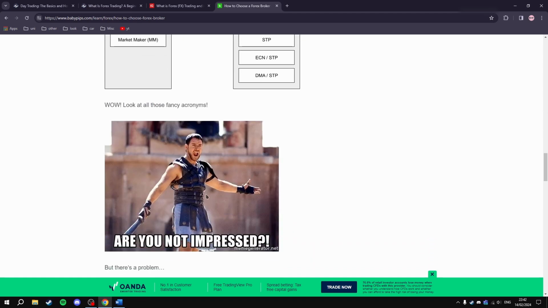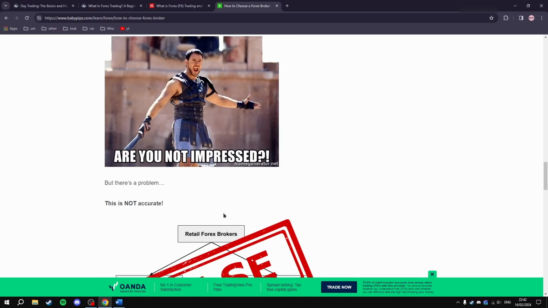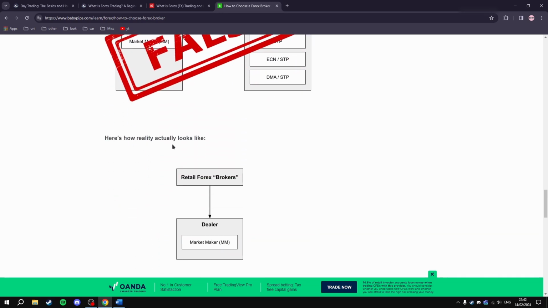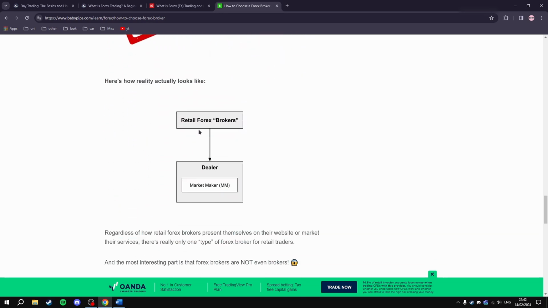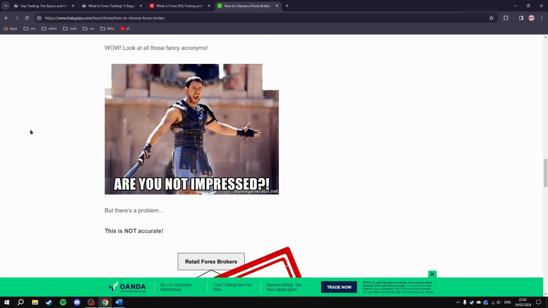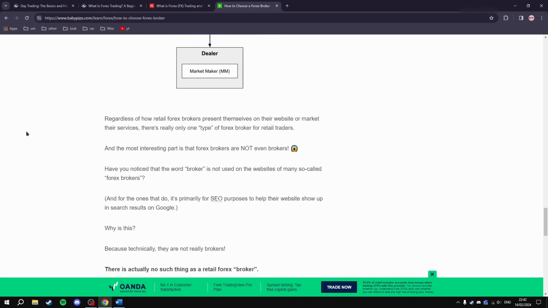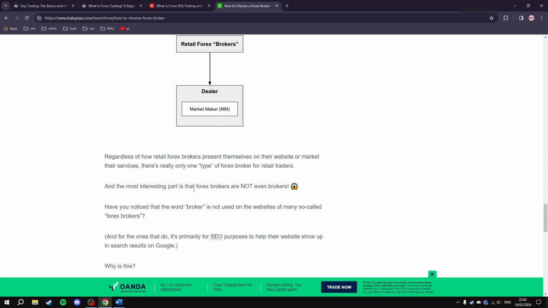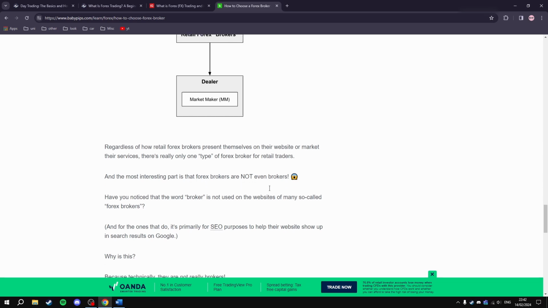Wow, look at all these fancy acronyms. Are you not impressed? But there's a problem. This is not accurate. Here's how reality actually looks. Retail forex brokers, dealer, market maker. Regardless of how retail forex brokers present themselves on their website or market their services, there's really only one type of forex broker for retail traders, and the most interesting part is that forex brokers are not even brokers.